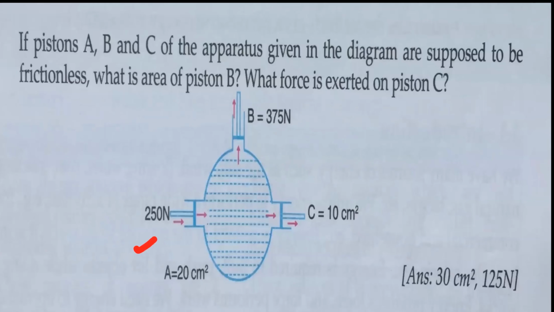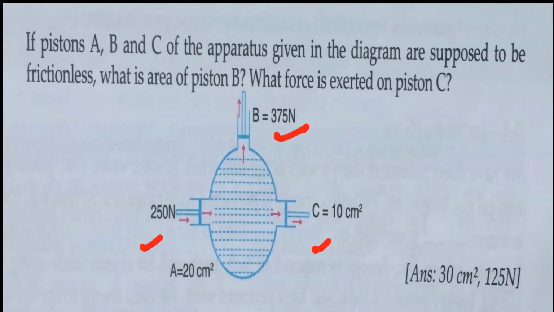This is A, B, and C. And in the questions, we are asked to find the area of piston B, and then the force exerted on piston C. If you see the question carefully, in the diagram, you can see the force applied on piston A is given, that is equal to 250 Newton, and the area of the same piston A is also given, that is 20 centimeter square.